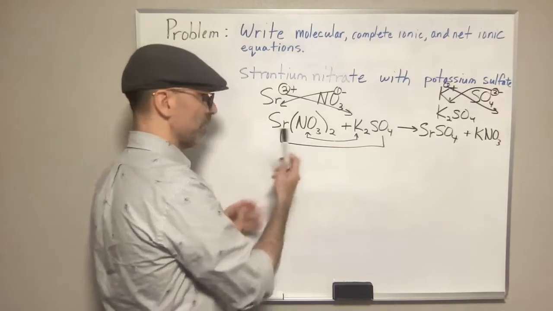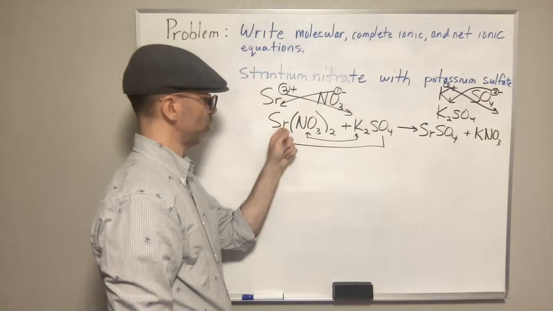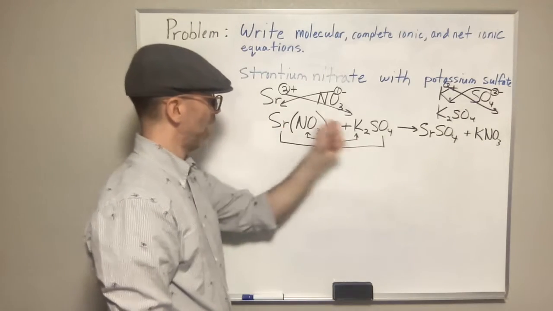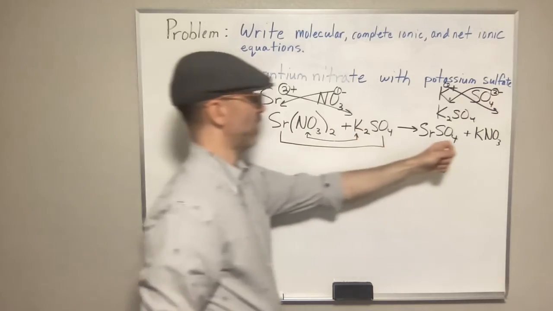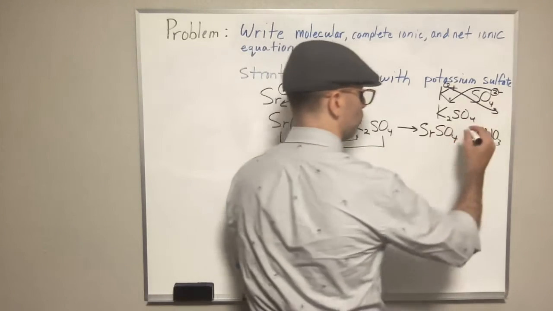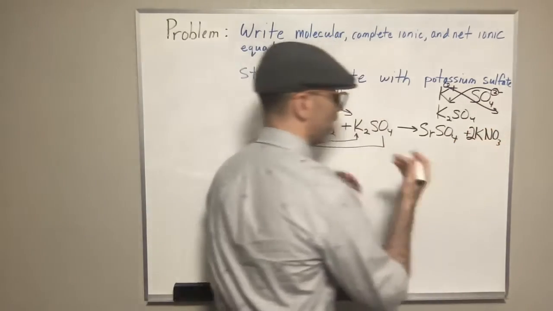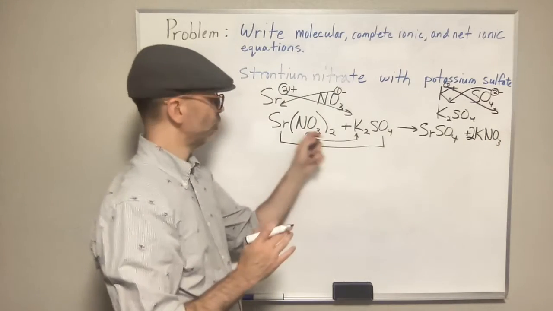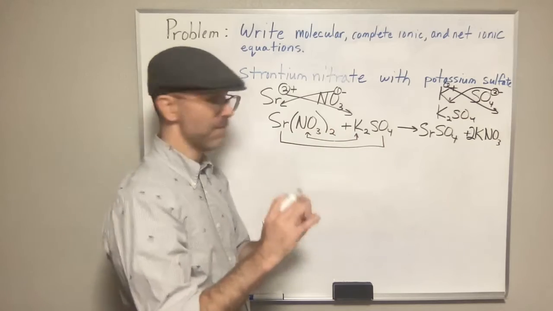So let's go ahead and balance this. So I have 1 strontium here. I have 1 strontium here. That's balanced. I have 2 potassium here, but I only have 1 here. So I'm going to need to put a 2 coefficient. I don't change subscripts. I'm only writing coefficients. Don't change the formulas, okay?